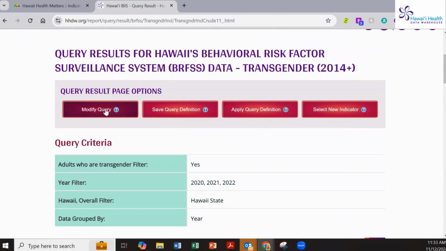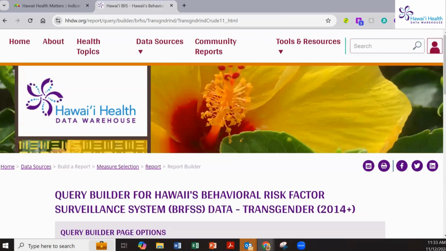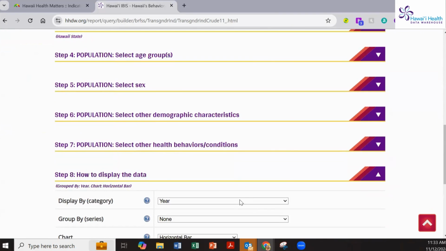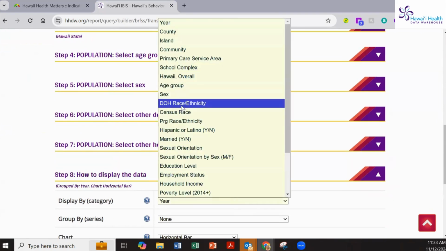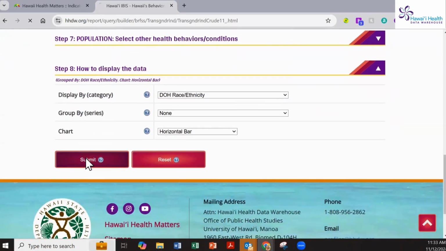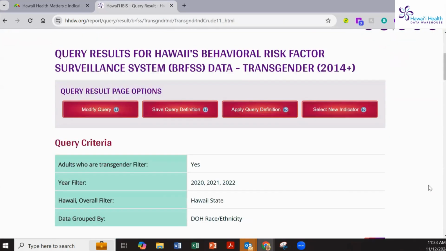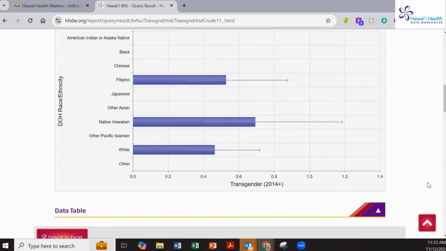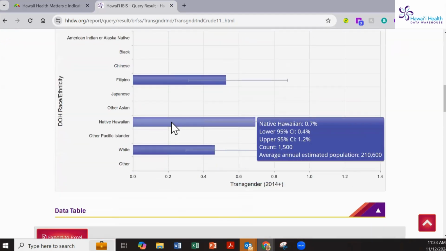So again, we just go to the modify query. We're going to keep the whole population in there, but we want to see it by race ethnicity. So we tell the system that that's how we want to see it. And now we can see there's a lot of data missing because these sample sizes get small, but there is an answer for Native Hawaiian, and it's 0.7%.